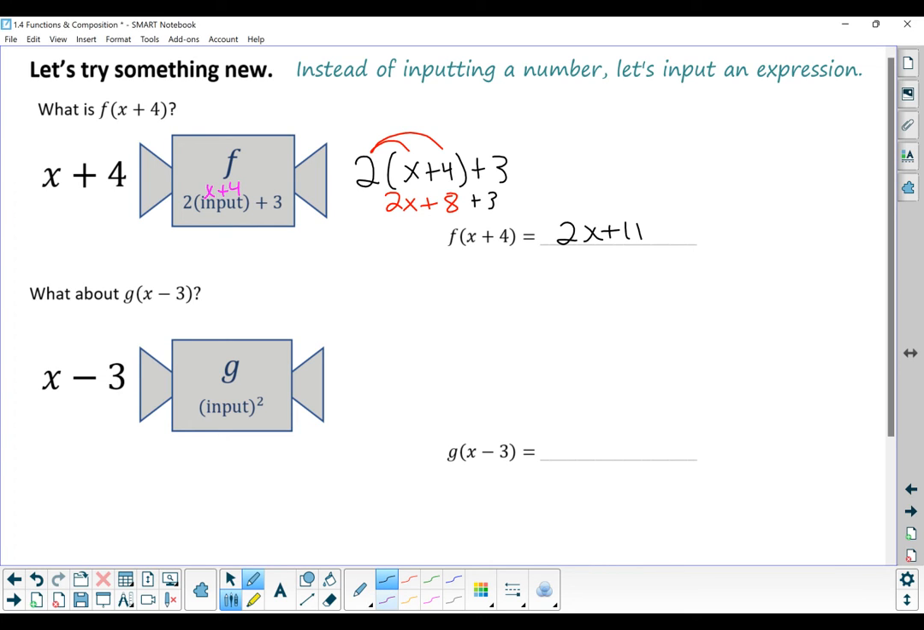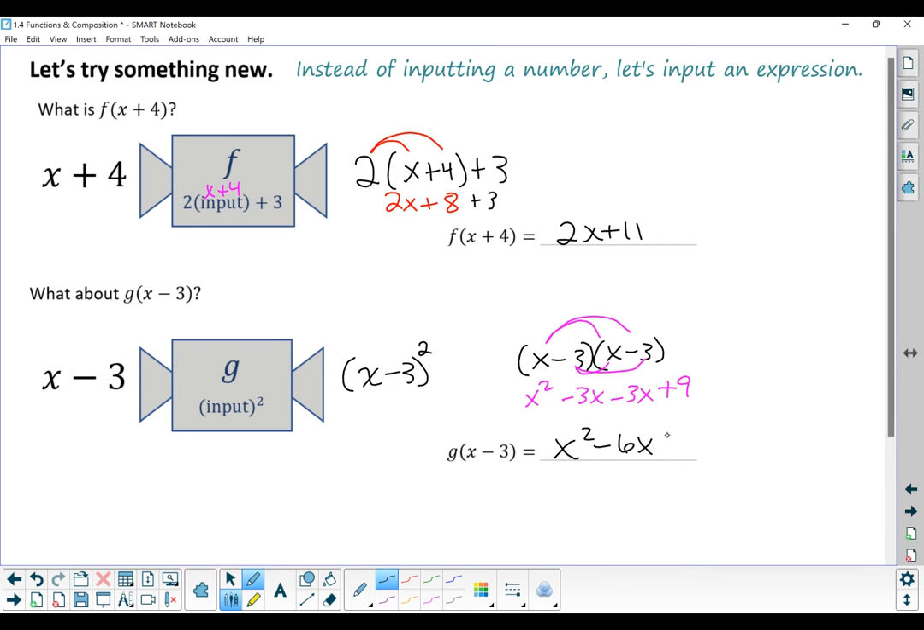Let's try subbing in x minus 3 into function g. Function g is a squaring function. So x minus 3 squared is what comes out. And for this problem, let's go ahead and simplify that. Remember, squaring means multiply it by itself. So we have several terms when we distribute that out. Plus 9 at the end. So our function g of x minus 3 would be x squared minus 6x plus 9.